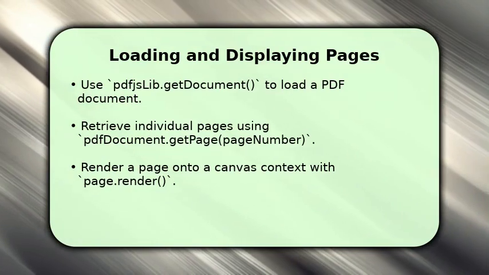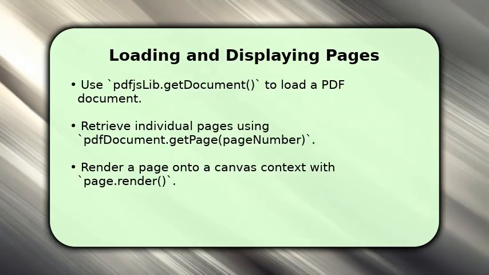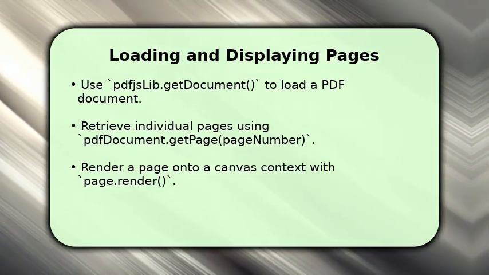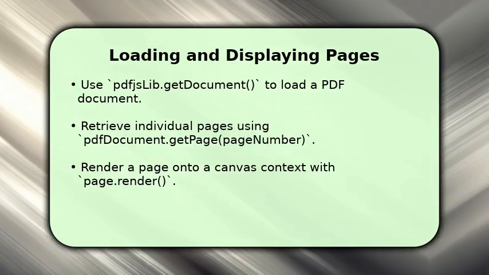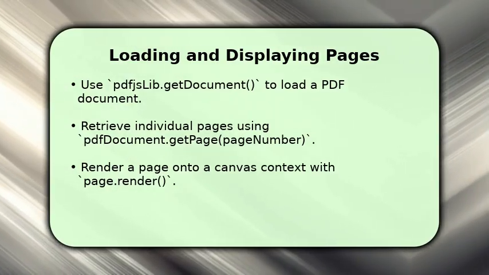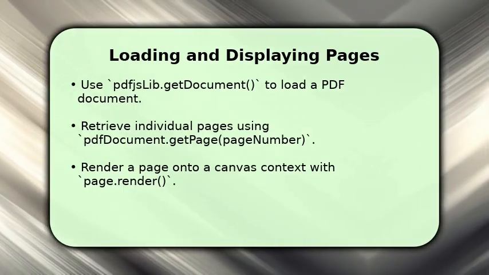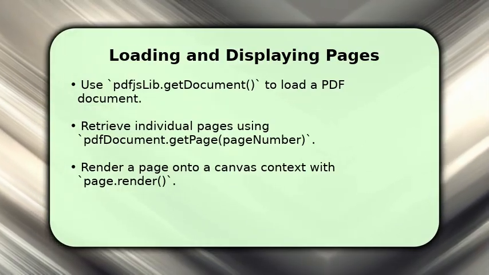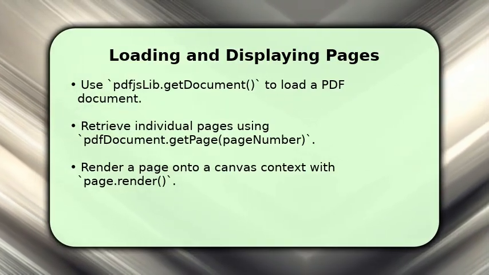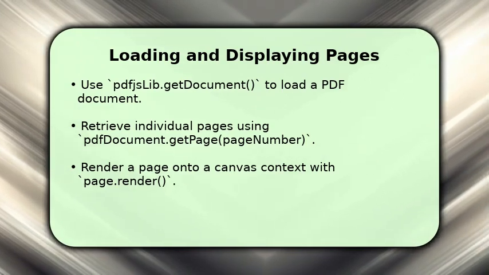Loading and displaying pages involves a few key steps. First, use the pdfjsLib.getDocument function, passing the URL of your PDF file to asynchronously load the document. Once the document is loaded, you can access individual pages. For example, to get the first page, you would call pdfDocument.getPage(1). Finally, to make the page visible, you'll render it onto a two-dimensional canvas context, specifying the desired scale for optimal viewing.